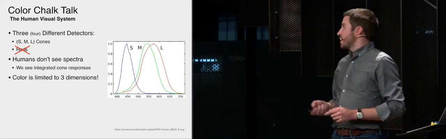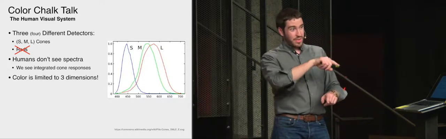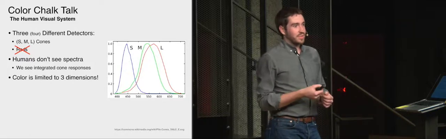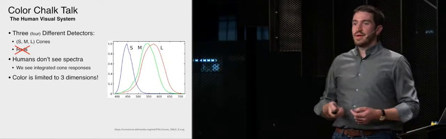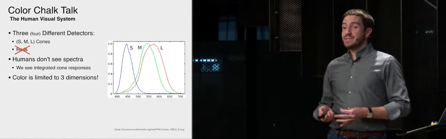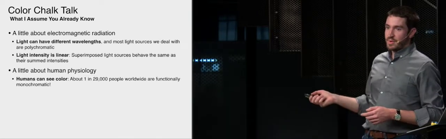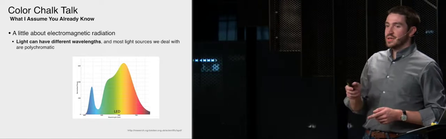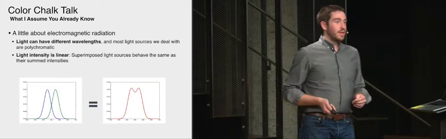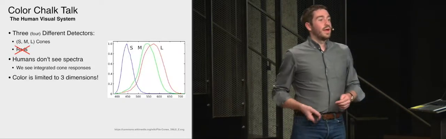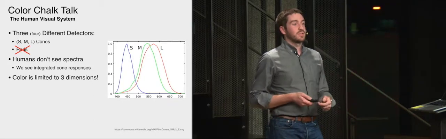Humans don't see spectra. As I said, you have these short, medium, and long cones. They're drawn on here, blue, green, and red, though that's always a misnomer. They don't really see red, green, and blue color, especially you can see how close together M and L are. But what we see is the integrated response of these channels against any light source. You remember we had these nice light sources. When you look at a color, you don't see that. You can't tell me, oh, there's this much of 430 nanometers in that. You tell me it looks kind of blue. And the reason is you only get these three channels. There's only three inputs to the human color vision system.